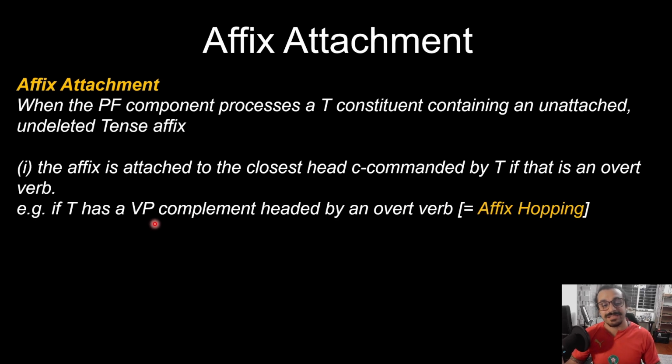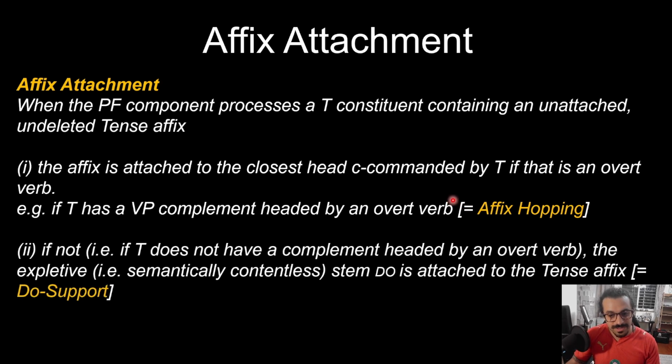For example, if the T has a VP complement headed by an overt verb, we just use affix hopping. The S, for example, he eats food. So the S on the T jumps into the verb. The verb changes from eat to eats. And I hope this is clear, so I don't need to go into the details of it. Okay, if this condition cannot apply, then we can move on to the second alternative, or the else alternative.